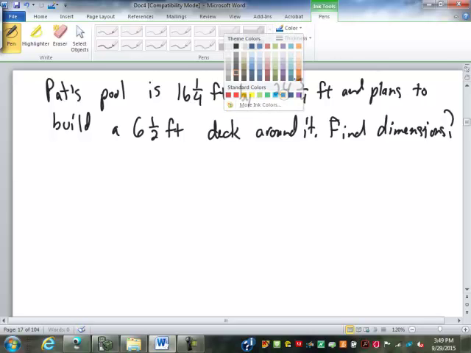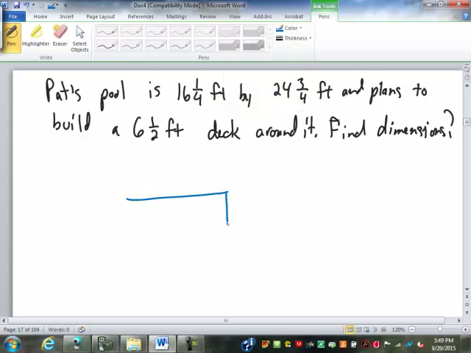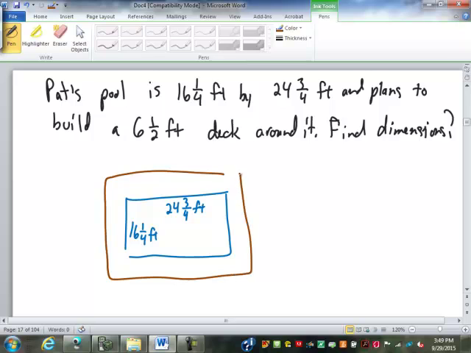Well, after seeing the last problem, the process should be relatively clear. We have the pool, which is 16 1/4 by 24 3/4. We're putting up a deck around it like that, and that deck is 6 1/2 feet in each direction. I'm not going to label all of them.